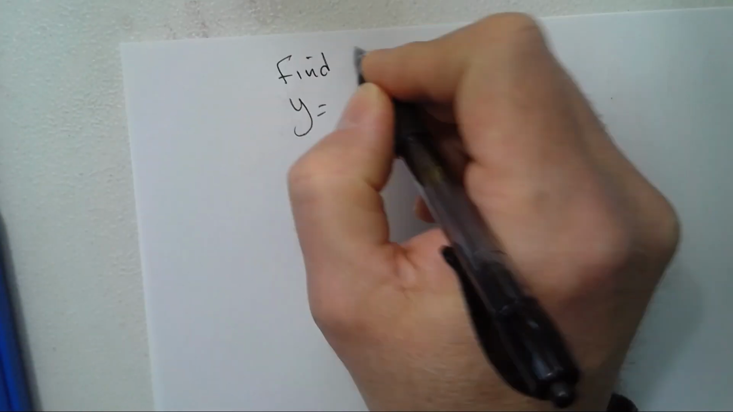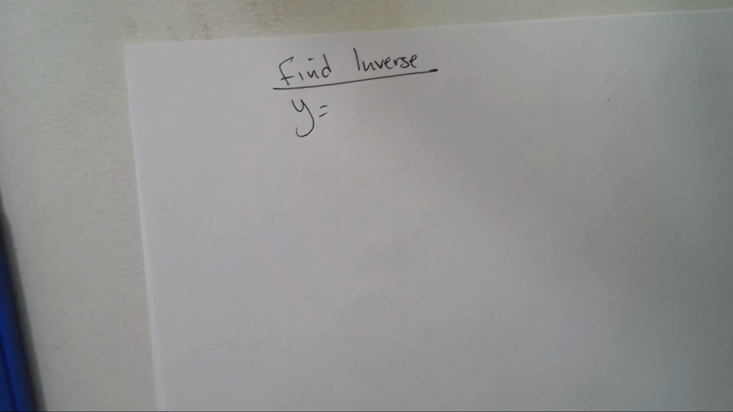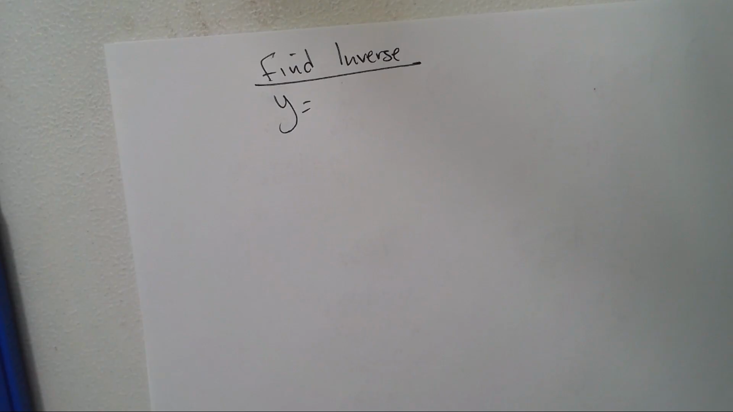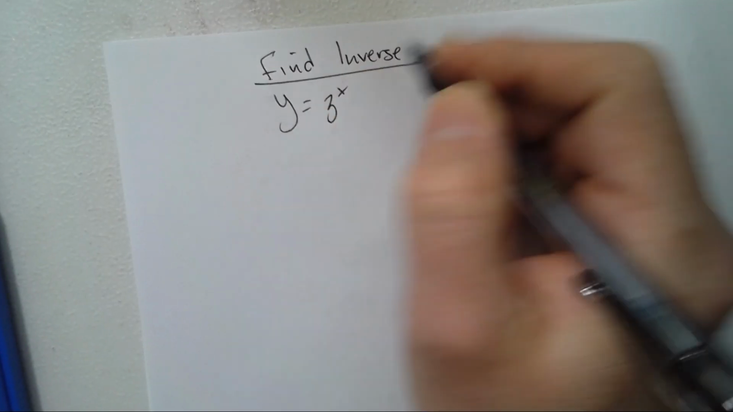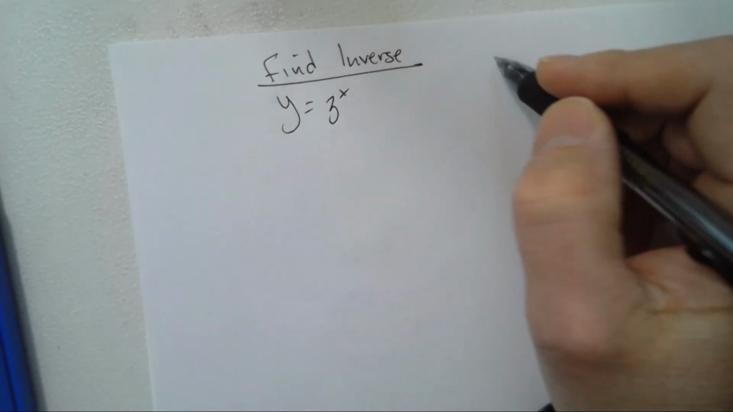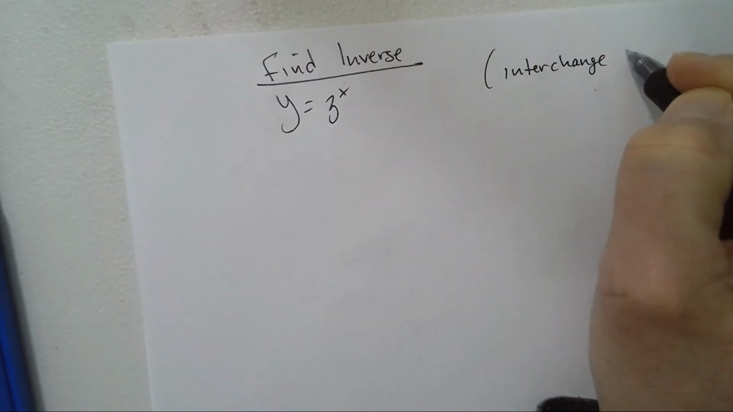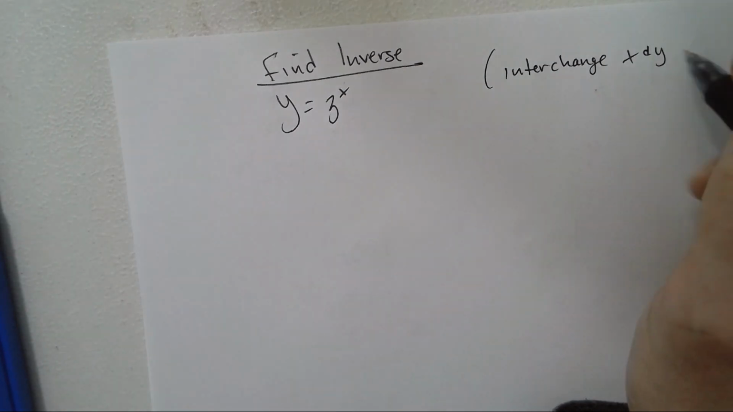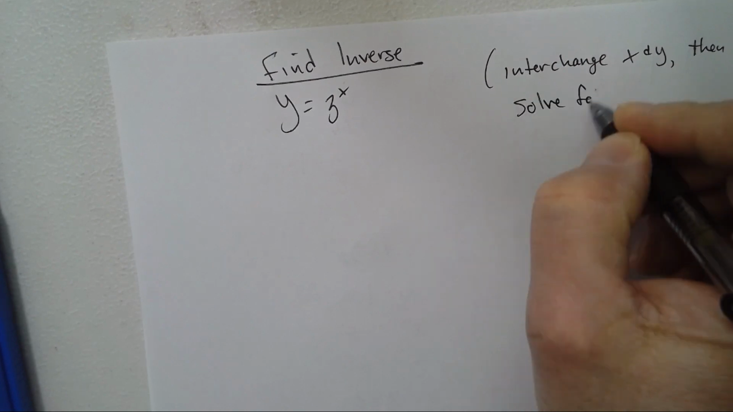So if we're going to find the inverse, we have found inverses before, and the process is always the same. If I have y equals 3 to the x, to find the inverse, we interchange x and y, and then solve for y, and you'll have the inverse.